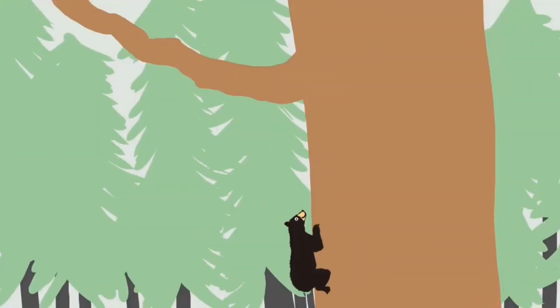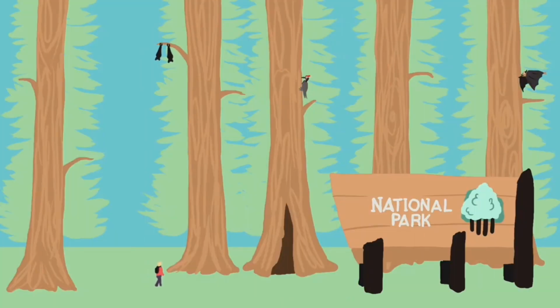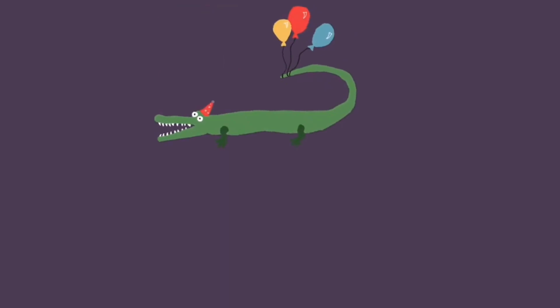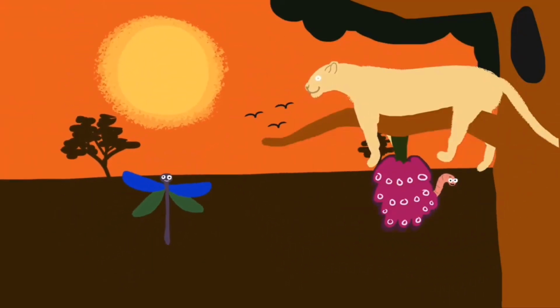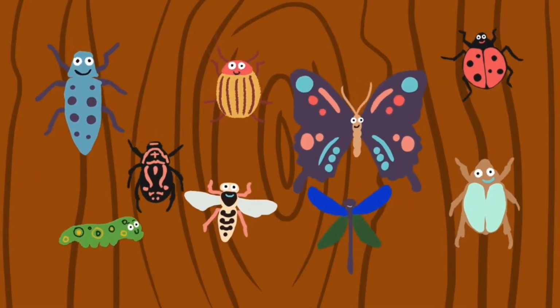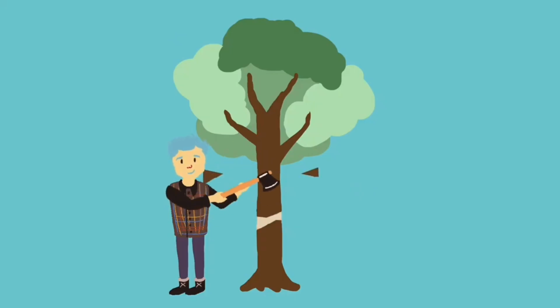The second one is Goal 15. It is reducing desertification of soils. Unsurprisingly, Goal 15 of the Sustainable Development Goals is to reduce desertification and promote the restoration of degraded soils. It is directly related to soil health.